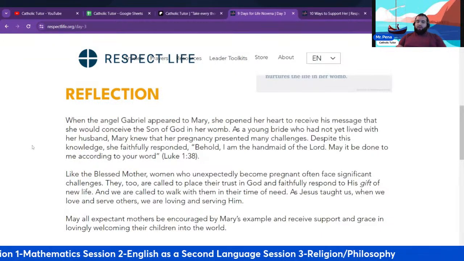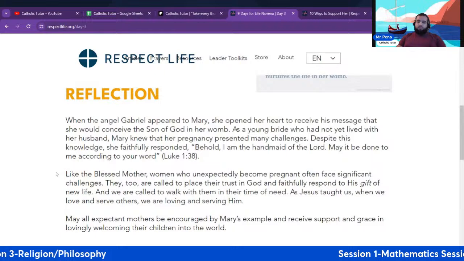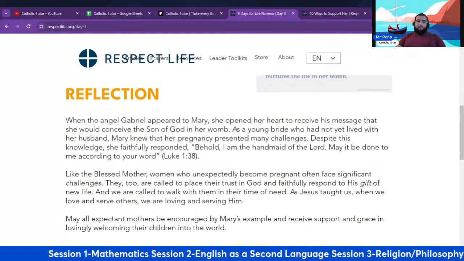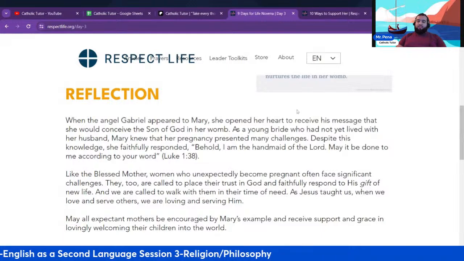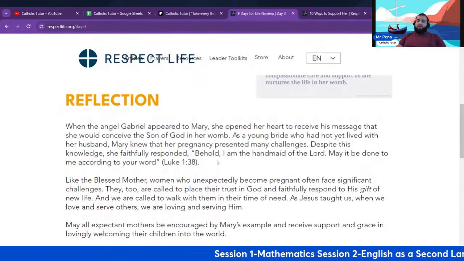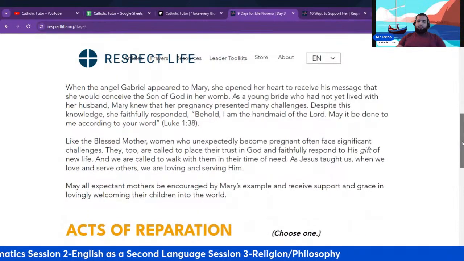Like the Blessed Mother, women who unexpectedly become pregnant often face significant challenges. They are called to place their trust in God and faithfully respond to his gift of new life. And we are called to walk with them in their time of need. As Jesus taught us, when we love and serve others, we are loving and serving him. May all expectant mothers be encouraged by Mary's example and receive support and grace in lovingly welcoming their children into the world. Amen.